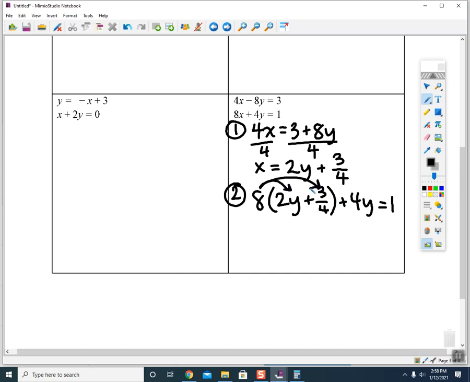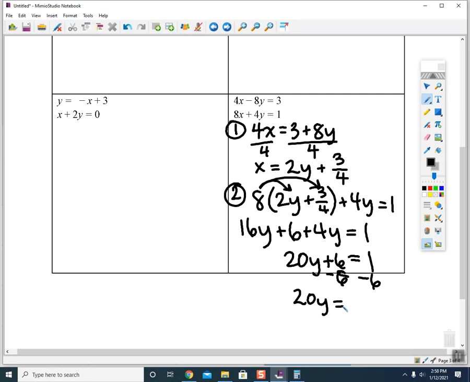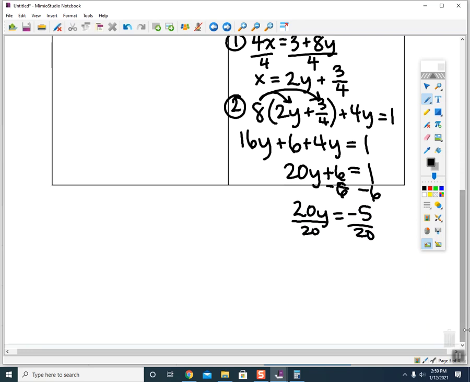Distribute my 8 to both places. So I have 16y plus 8 times 3 is 24. 24 divided by 4 is 6, plus 4y equals 1. Combine what I can combine. 20y plus 6 equals 1. Subtract 6 from both sides. I get 20y equals -5. Divide both sides by 20. I have y equals -1/4.